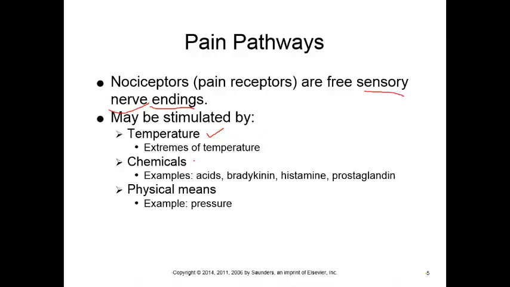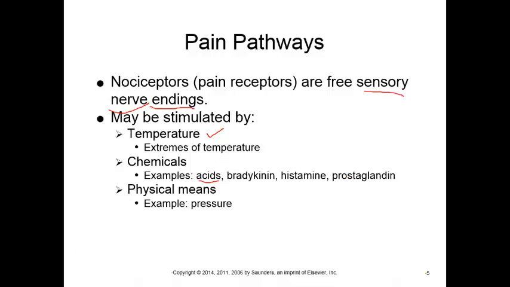Also, there are a lot of chemicals that are produced in the body, such as acids. We all know about when we work out, we build up lactic acid, and that lactic acid would be something that stimulates those pain receptors, those nociceptors. And we have other ones like bradykinin or histamine or prostaglandin. These all stimulate these nociceptors and make them more likely to send an action potential down that nerve, and it goes to the brain.